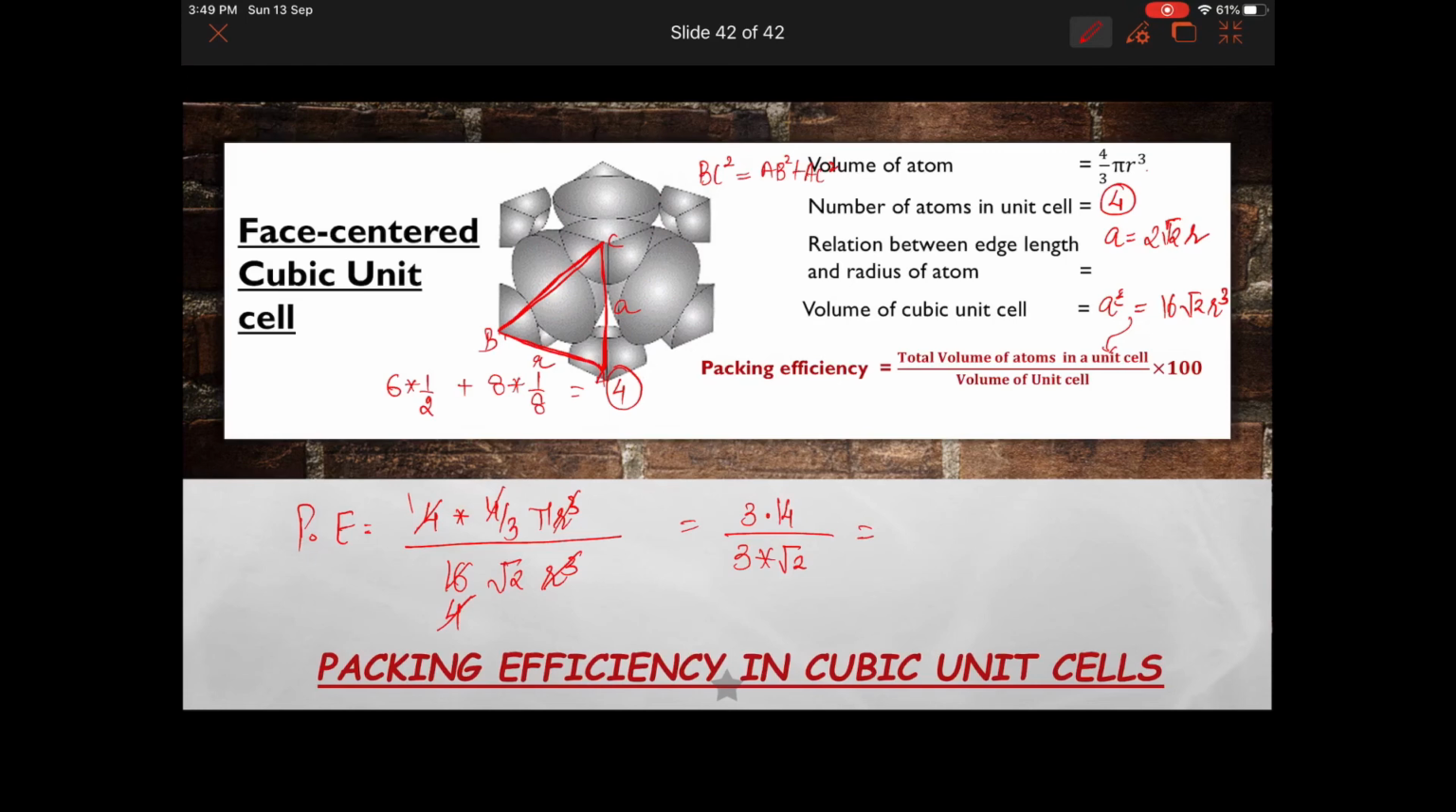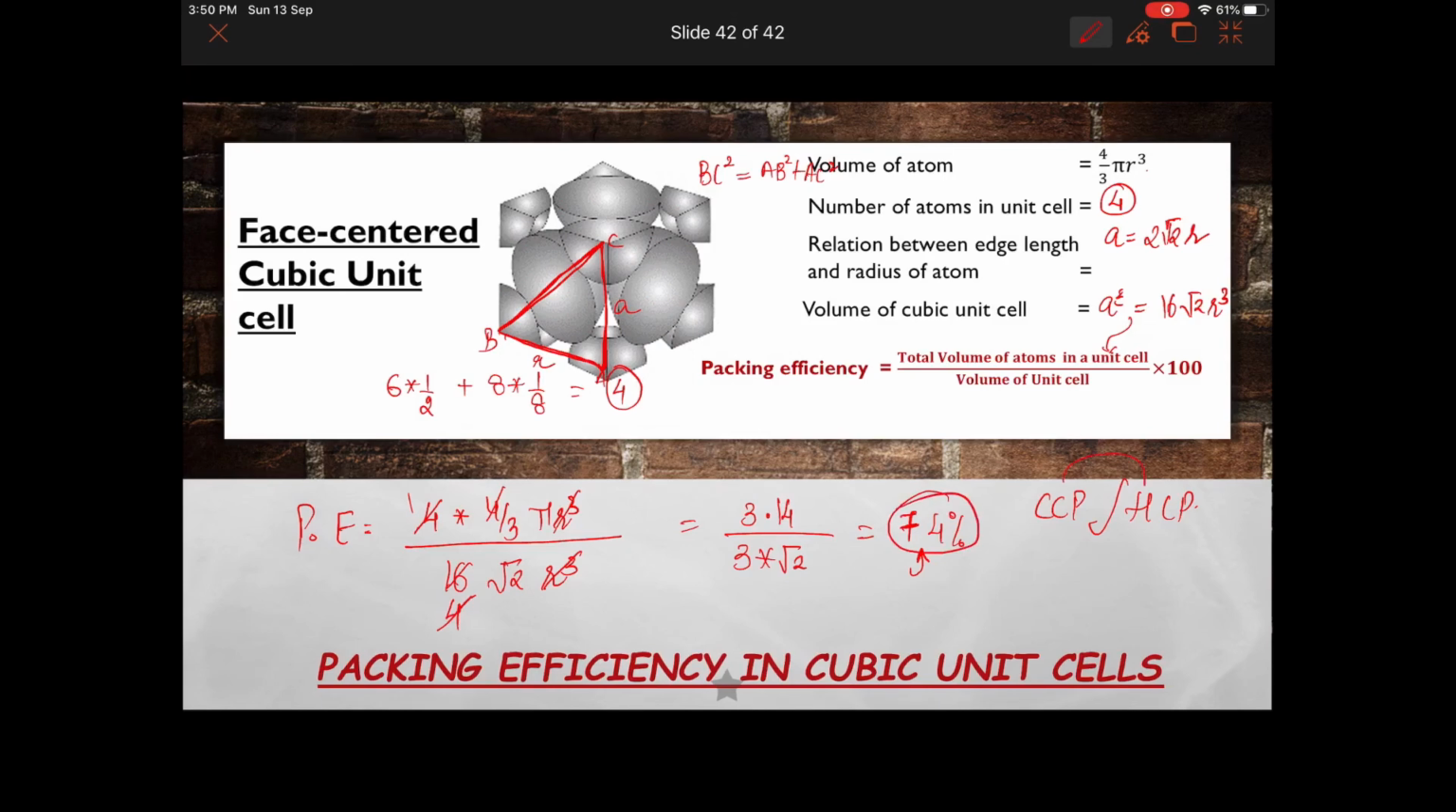And finally, when you solve this, you get the answer as approximately 74%. Yes, just see and try to solve this. Very, very important. You get the answer as 74%. So this is the packing efficiency. This is the space which is filled by the atoms in a face centered, or I would say in a cubic closed packing. Similarly, in HCP packing also, when you calculate, you will get 74%.